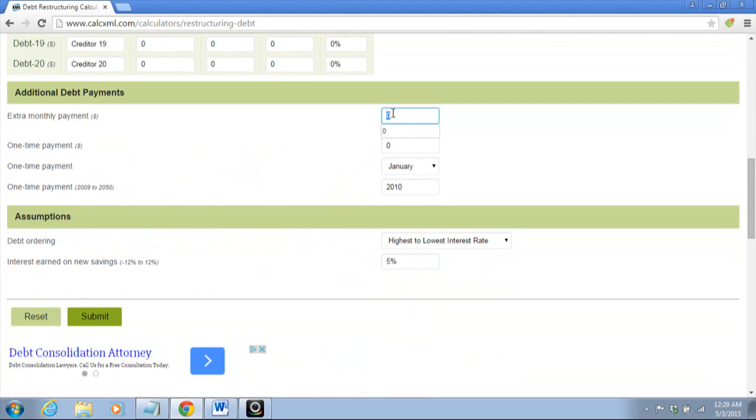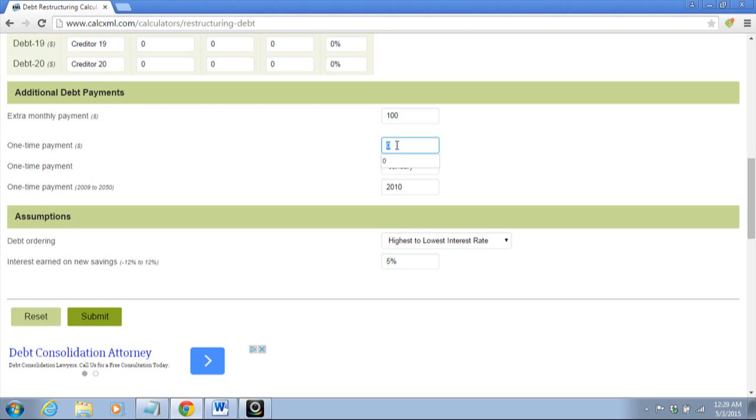This particular person said that they can pay an extra $100 per month. Okay, they can pay an extra $100 per month towards their debt to help accelerate it. Some people do a little bit more, some people maybe less, some people they might not be able to do anything at all. But the field is there as an option.